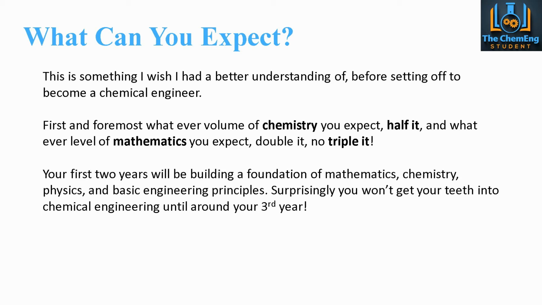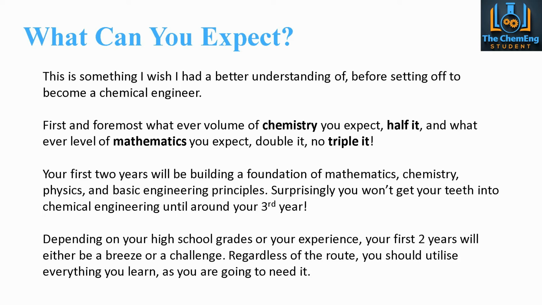Now, the first 2 years are essentially building a foundation of the maths, the chemistry, the physics, and the basic engineering principles. All of these will be core in order to actually begin to learn chemical engineering. Because surprisingly, you'll find that to actually get into chemical engineering modules, you really need to start in your third year. Granted, sometimes in second year, depending on what institute you go to, you might get a taster of some chemical engineering modules, but predominantly you'll be looking at fundamental maths, chemistry and physics.